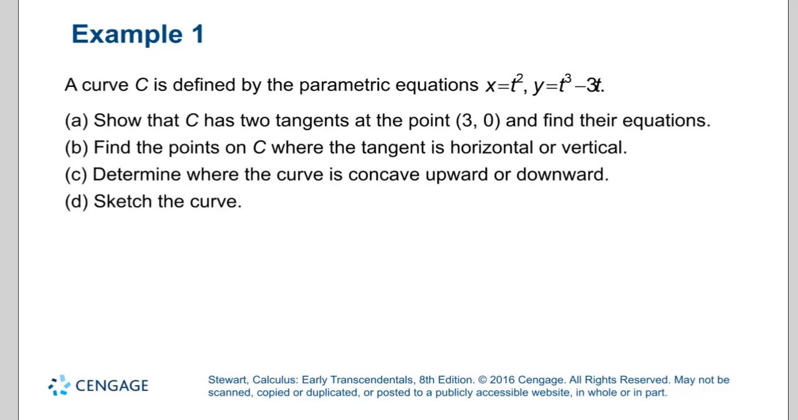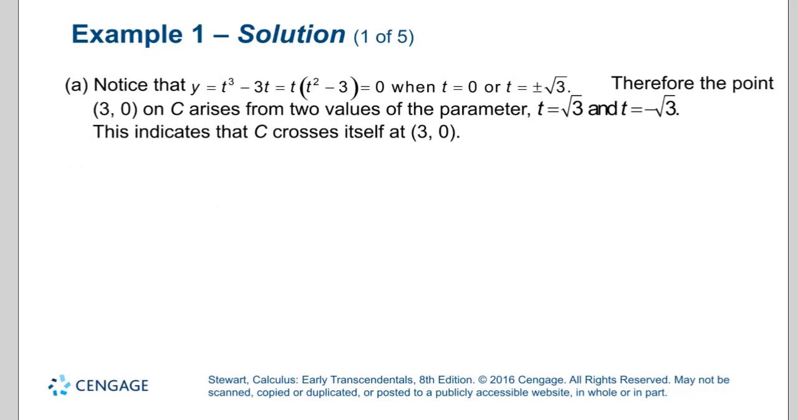To do that, the first thing I want to figure out is the points where y equals 0, because that's going to give me those values where y is 0, and then I have to figure out which ones give me x is 3. If I plug in t to the third minus 3t equals 0, I get t times (t squared minus 3) equals 0. Solving, I get t equals 0, and t equals plus or minus the square root of 3.